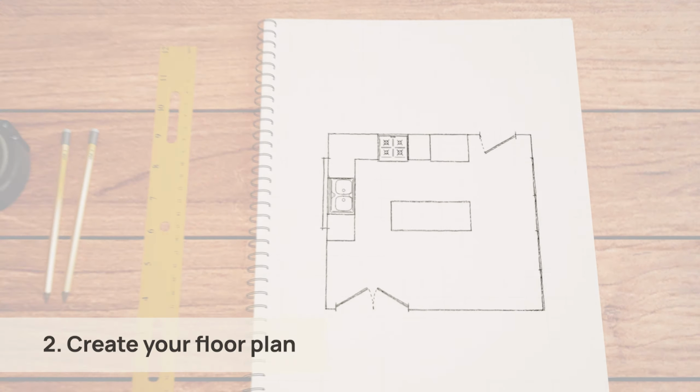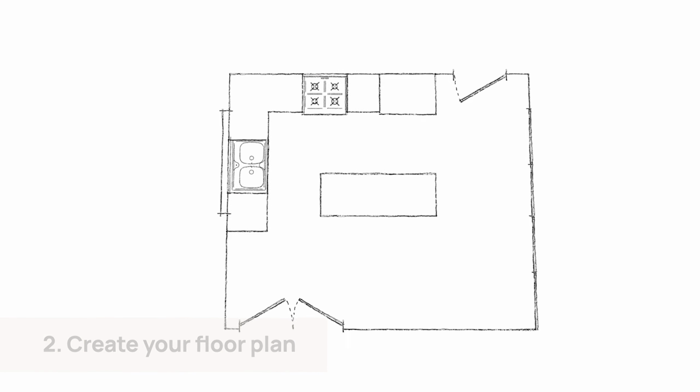Next, create a floor plan by drawing a rough outline of your space, including doors, windows, walkways, and any openings you have in the room. Label each on your floor plan.